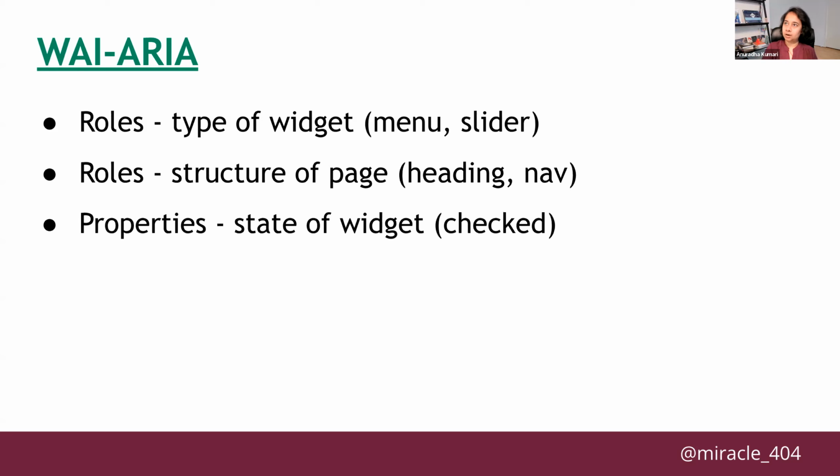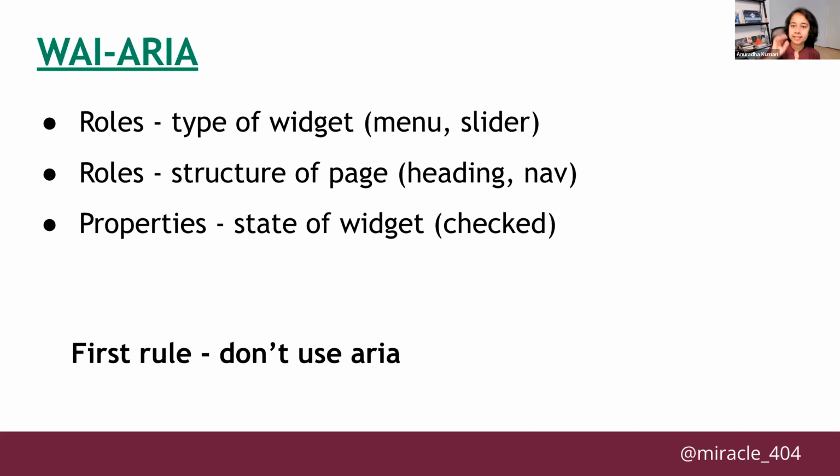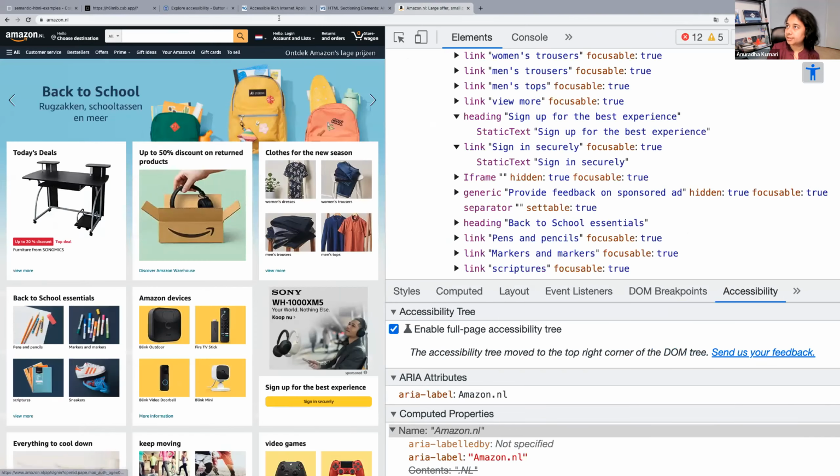But again, the thing with ARIA is that there is a very famous rule of ARIA, which is: don't use ARIA if possible. First try to see if you can accomplish the task by using semantic HTML. If yes, go ahead and use that HTML element. Only if there is no HTML element available for that, then we go ahead and use the ARIA roles and attributes.